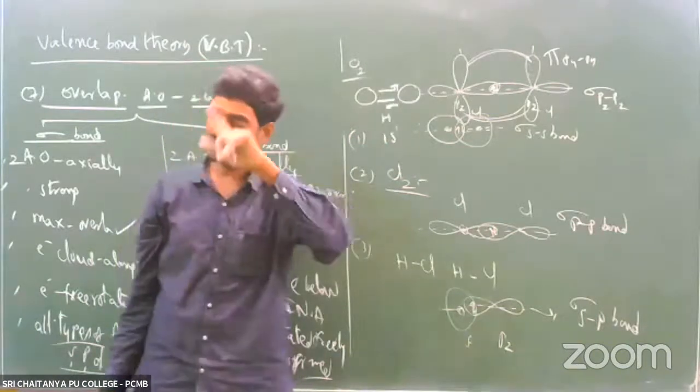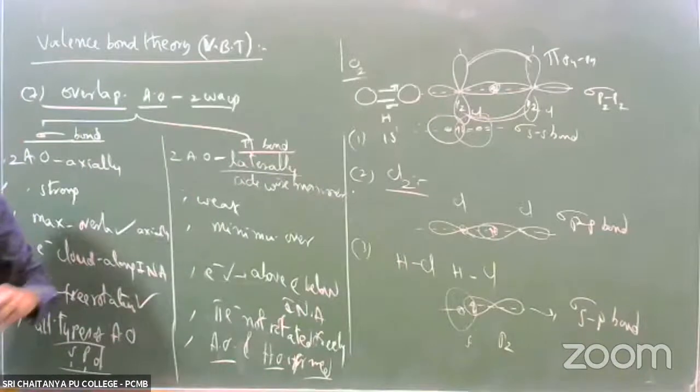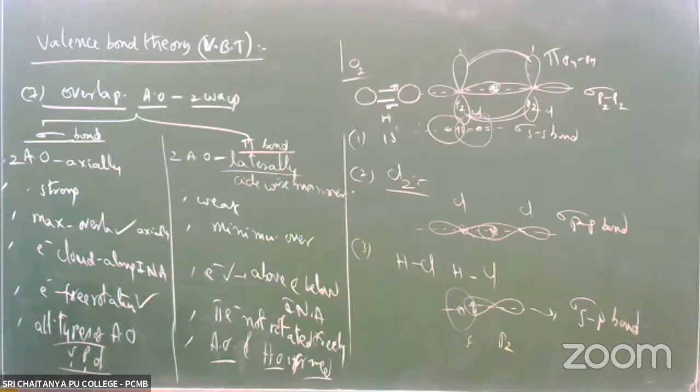Keep this in mind, students. Always, between two atoms, if two or three bonds are present, only one bond is a sigma bond. The remaining bonds are all pi bonds. The sigma bond is only one.